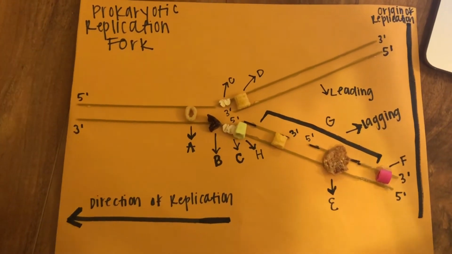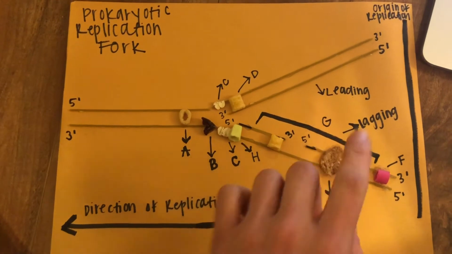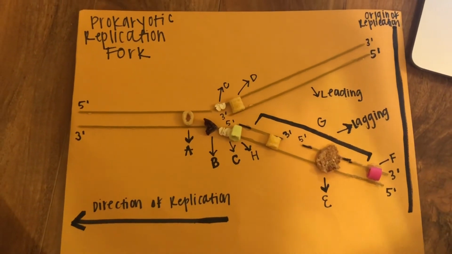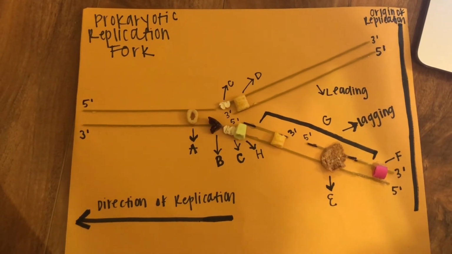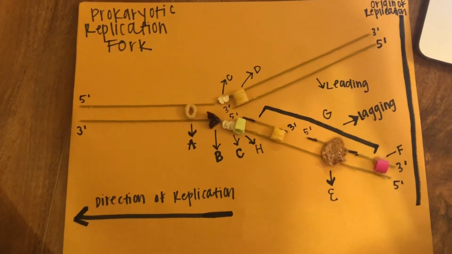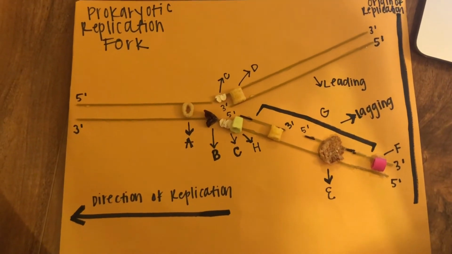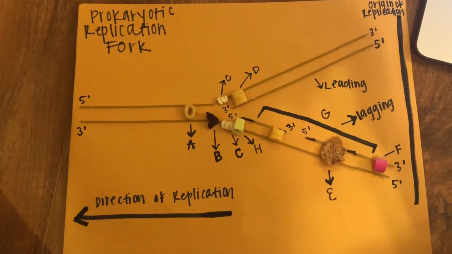and adds the nucleotides until it reaches the next RNA primer, then DNA polymerase 1, which is E, removes the RNA primer and replaces it with DNA. Lastly, ligase, which is F, seals the new strand by repairing the remaining nicks in the DNA.